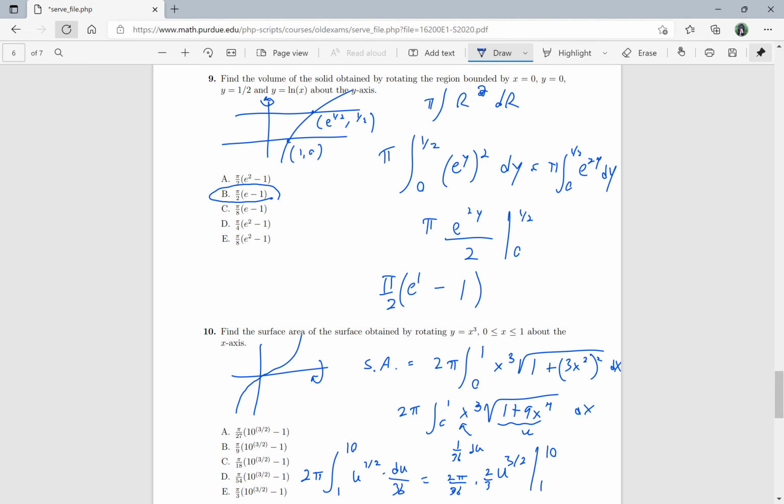We're going to plug in those limits and simplify as, let's see, 4 over 36 makes a 9th. 9 times 3 is a 27th fraction. Then we have 10 to the 3/2 minus 1. That's A.